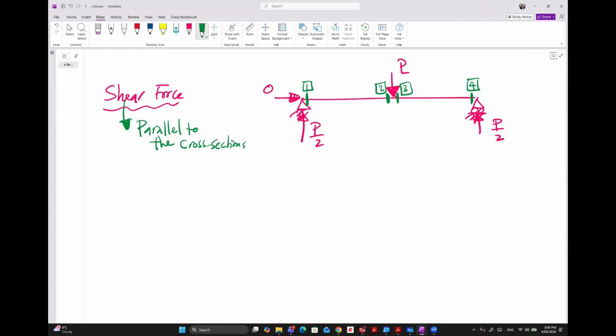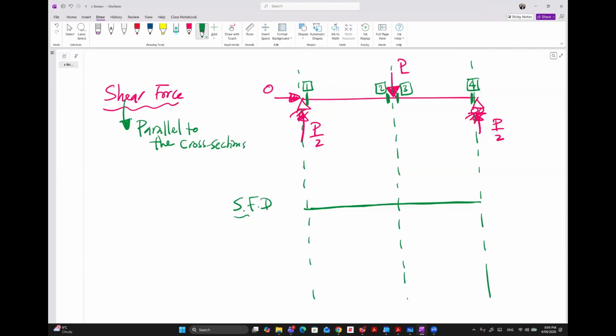And then we will need to draw some guidelines like this. The guidelines are actually at the cuts. Then we will draw a datum. This datum is parallel to the beam itself. So if the beam is horizontal, this is horizontal. So I will draw the shear force diagram on this line. Okay. So the first thing to mention is that any shear force means the force parallel to the cut.